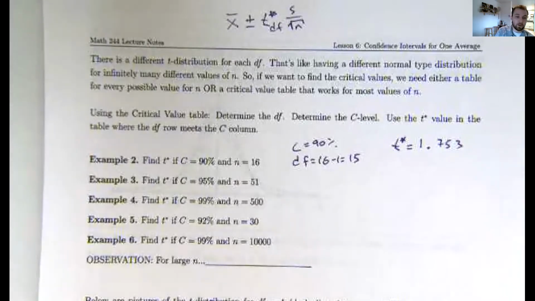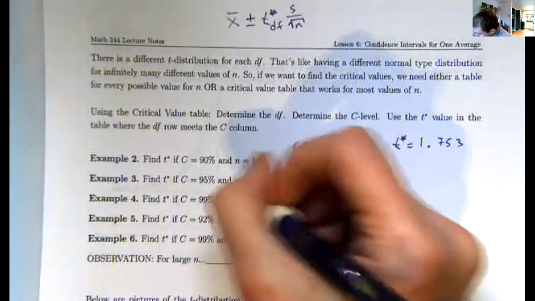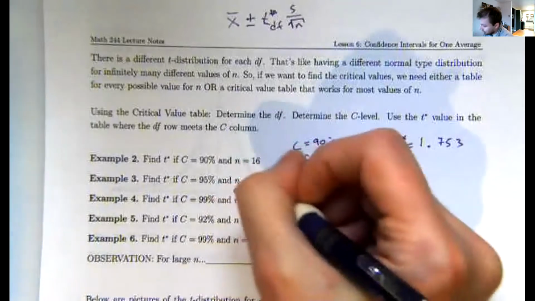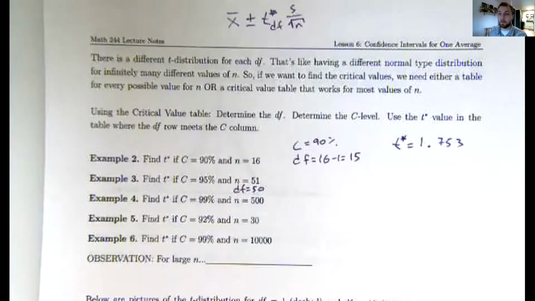So for this next one, I want you to go to the 95 column, and I want to see where that meets a degree of freedom of 50. So on each of these, as a first step, subtract 1 to get that DF, and then find where that degree of freedom meets your confidence. I'm going to ask that if you're following along at home, you pause the video and try to find these values. I'm going to list these out as well for myself just to see what I get.